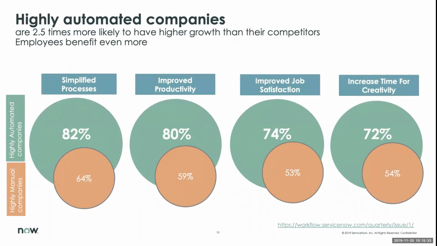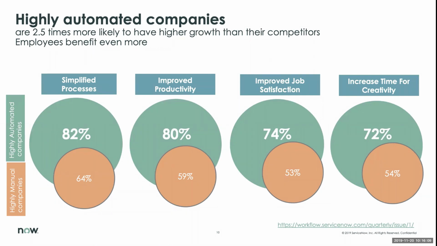So we did some research. We have a quarterly workflow magazine. So this is some research that we did. So it's really 4 main silos for automation. We're simplifying processes. We're improving productivity. We're improving job satisfaction, and we're creating increased time for productivity. So the most important ones I think we should focus on today, maybe 1 or 2, are increased time for productivity and improved job satisfaction.